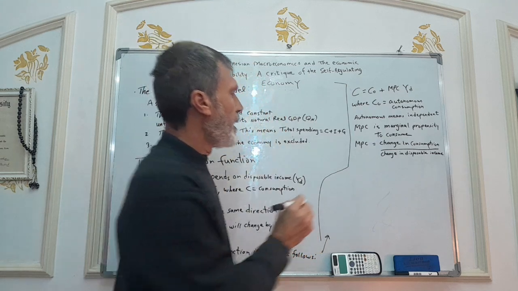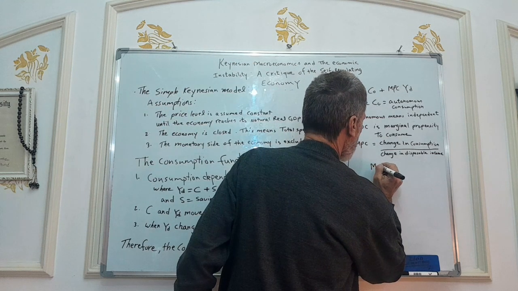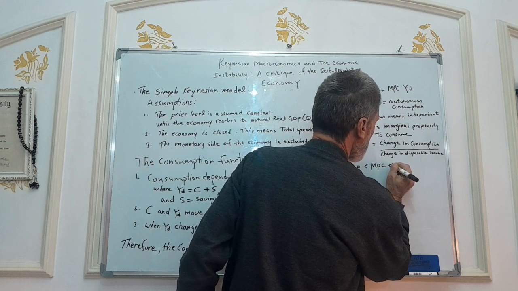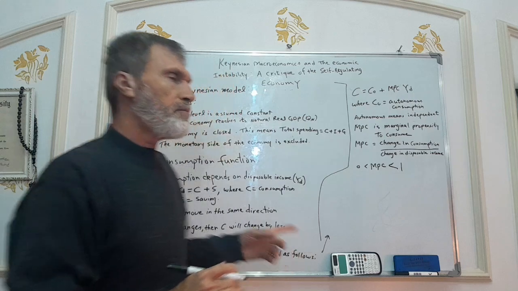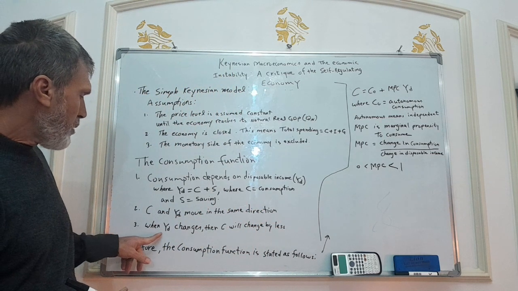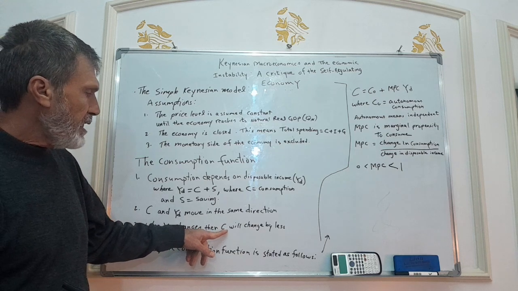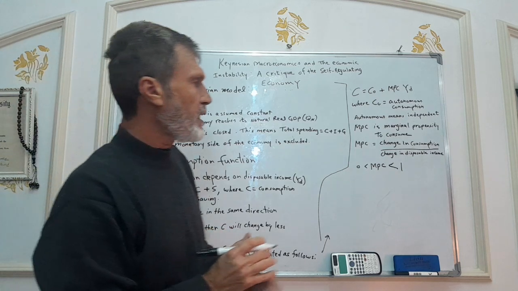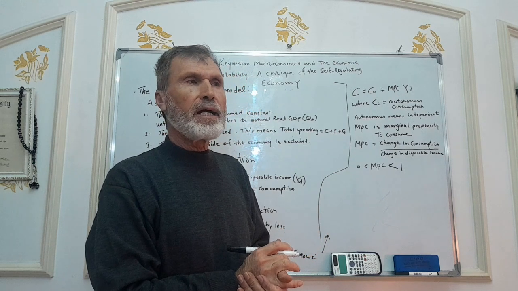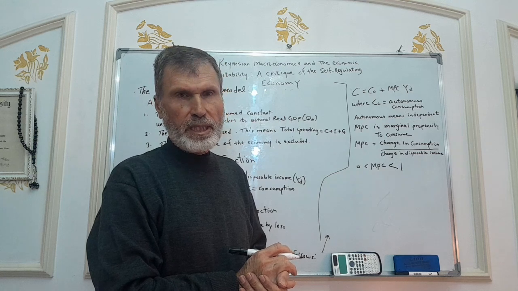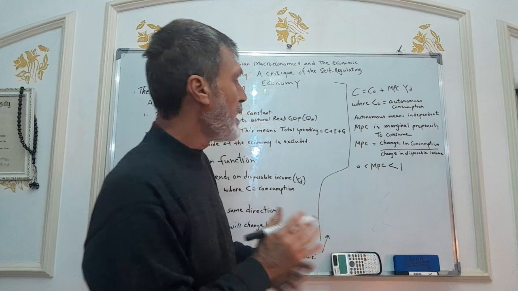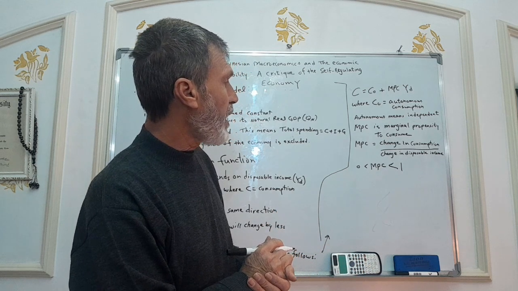Okay? Now, MPC, of course, is between 0 and 1. Why? Because we said, based on the third point over here, that when YD changes, then C will change by less. So that's why we can say that MPC is a positive number, a value between 0 and 1. It could be 20%, 30%, 40%, 60%, 70%, and so on. And this is the value of MPC.